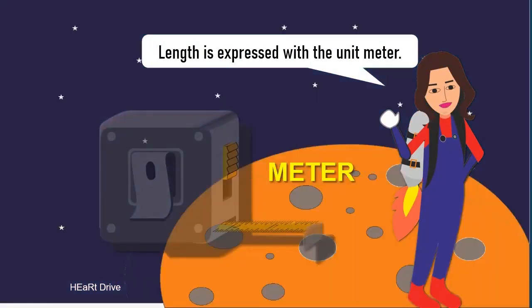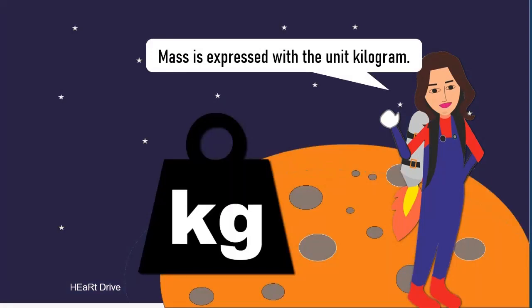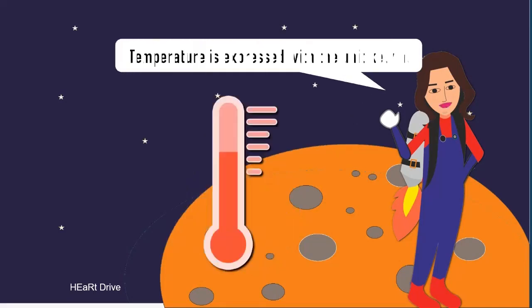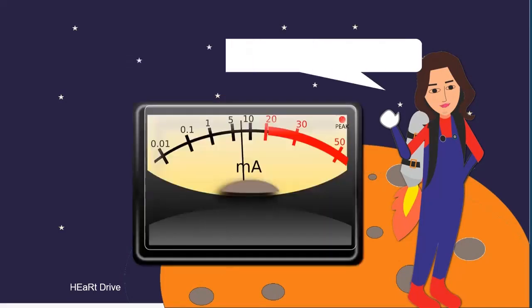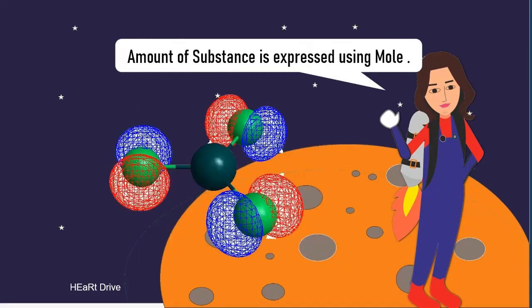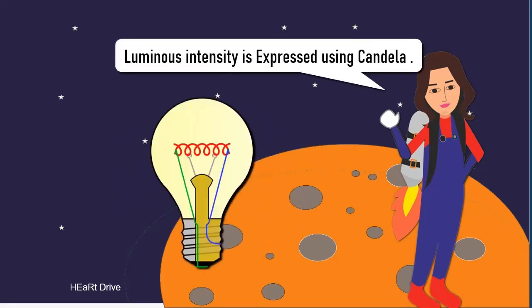Length is expressed with the unit meter. Mass is expressed with the unit kilogram. Time is expressed with seconds. Temperature is expressed using Kelvin. Electric current is expressed using ampere. Amount of substance is expressed with the unit mole. Luminous intensity is expressed using candela.